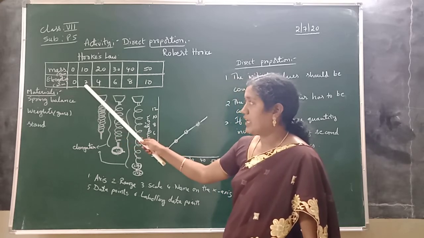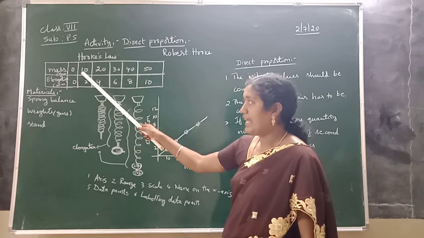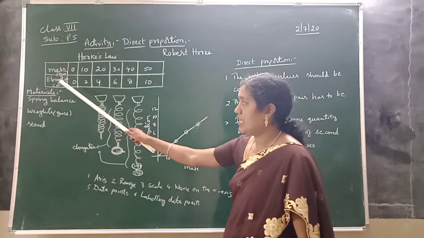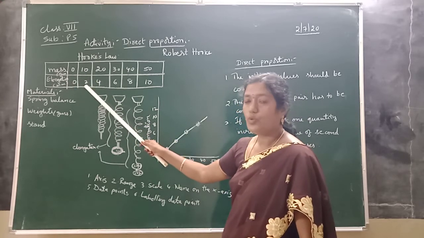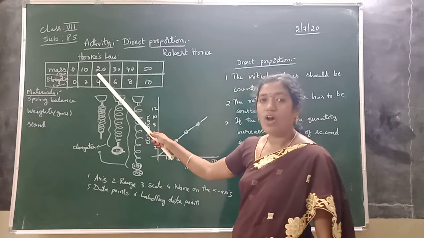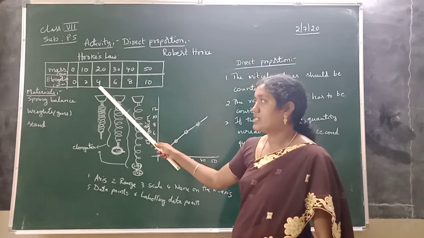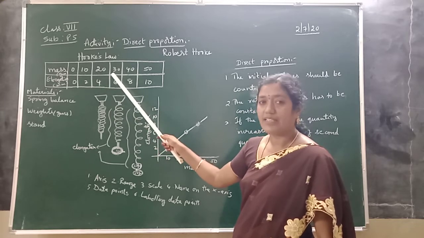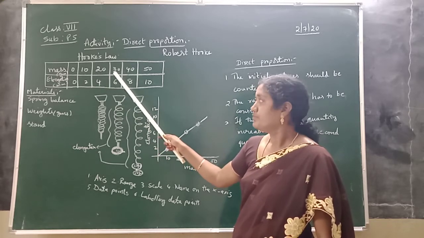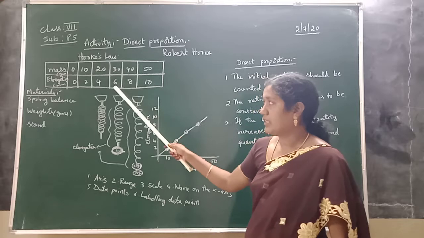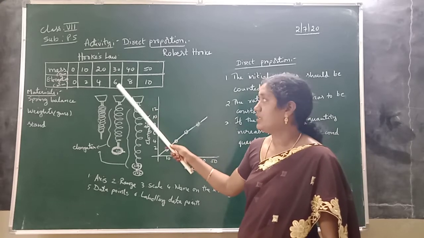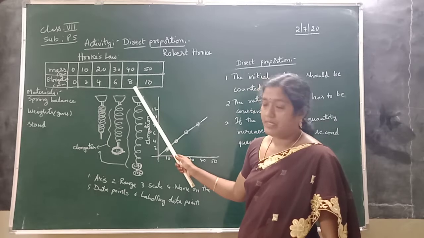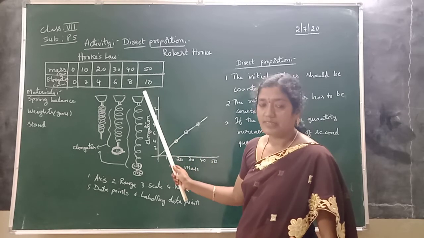So in the first case initially 0, 0, and if you add 10 grams of weight to the spring balance, then elongation in the spring is 2 millimeters. And again if you add 20, then the elongation in the spring is 4 millimeters. We are keeping on adding like this. If you have added 30 grams, then the elongation in the spring is 6 millimeters, and 40 grams it is 8 millimeters, and 50 grams and then 10 millimeters.